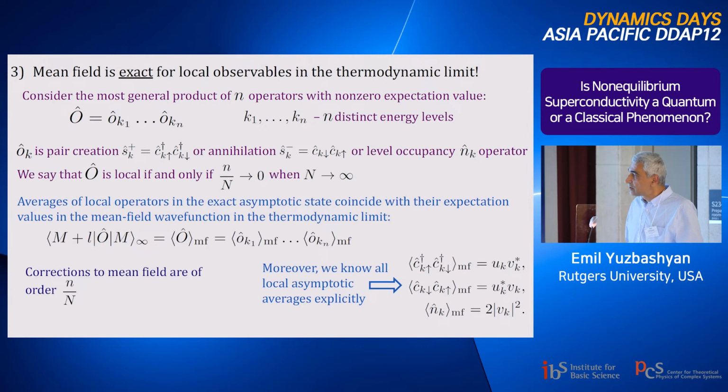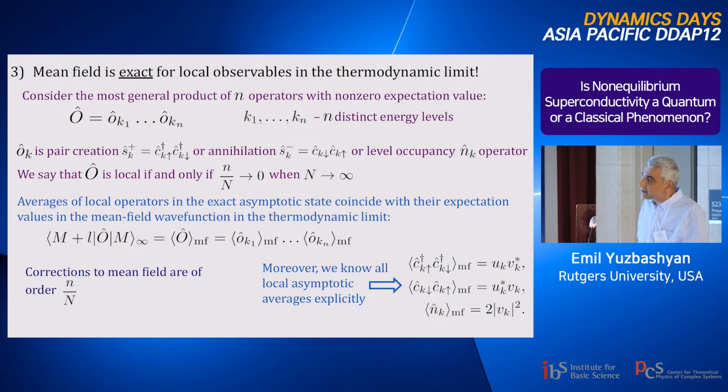So the precise statement is that averages of local operators in the exact asymptotic state coincide with the expectation values in the mean field wave function in the thermodynamic limit. Now it can be that this operator O changes the number of pairs. For example, the pair creation operator increases it by 1. To allow for that, I define the average in the exact asymptotic state as a matrix element between the exact asymptotic state with m pairs and m plus l pairs. So for these pair creation operators, l will be 1.